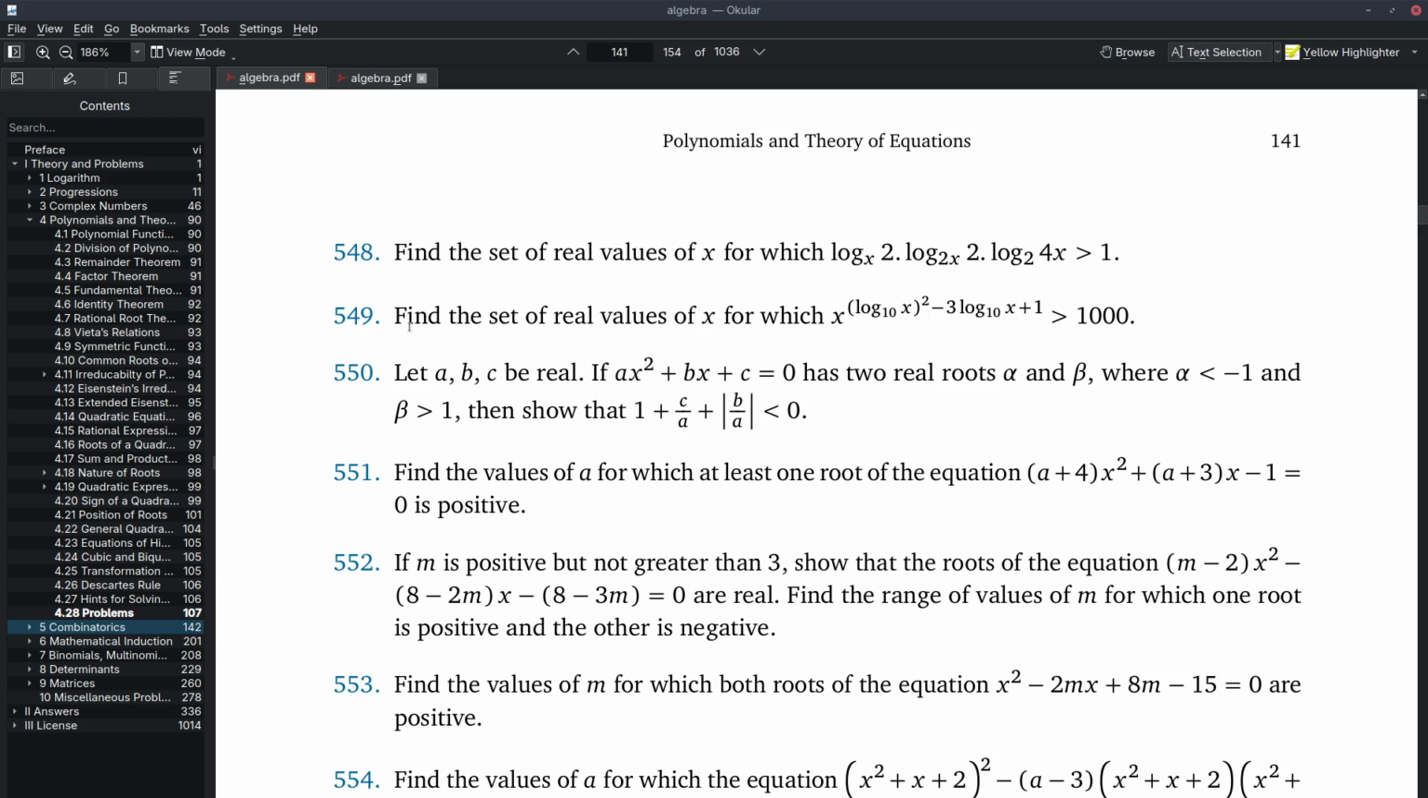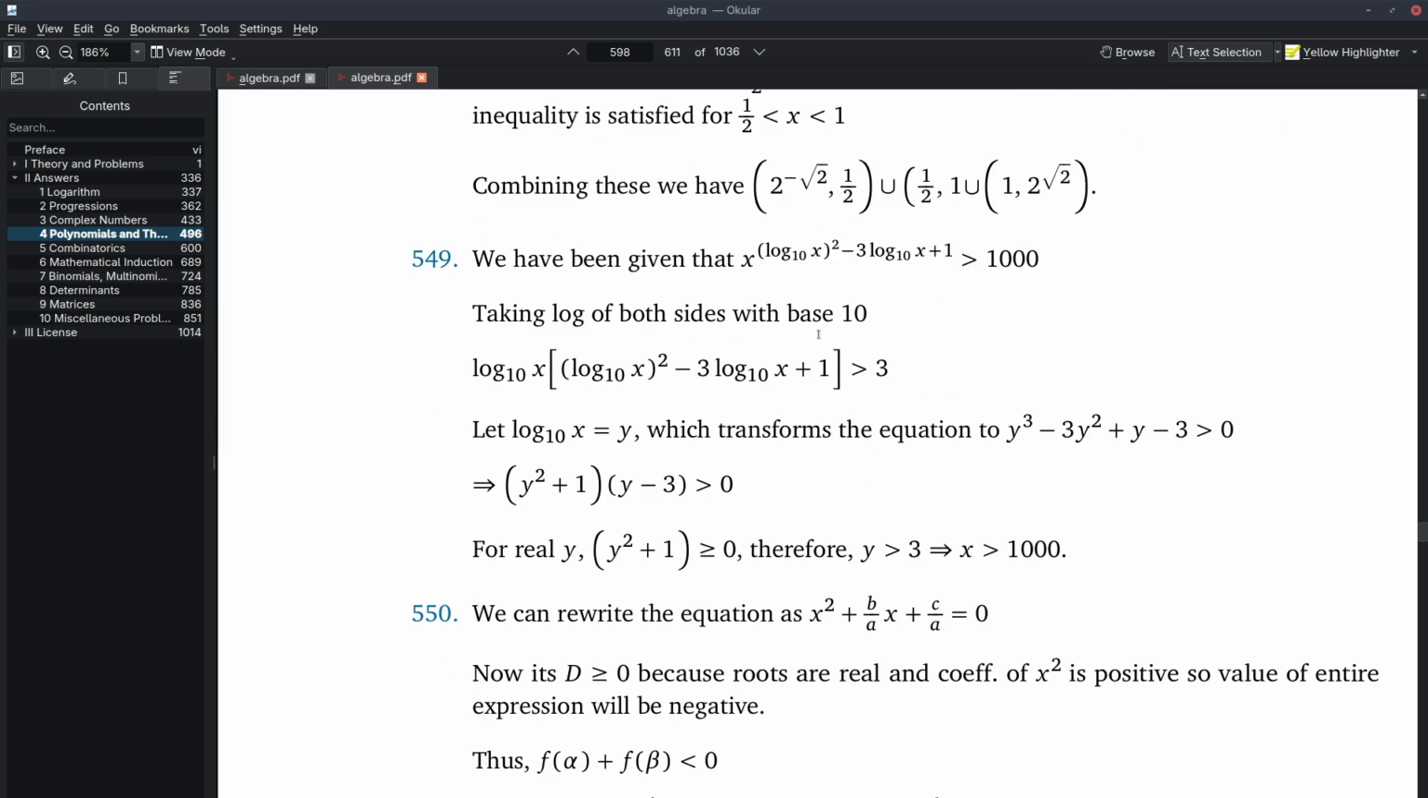Question 549 says that find the set of real values of x for which x to the power of (log x with base 10) whole square minus 3 log x with base 10 plus 1 is greater than 1000. So we take the log of both sides with base 10. This power will come outside and become a constant. We will get log of x with base 10 into (log x with base 10) squared minus 3 log x base 10 plus 1 greater than 3.